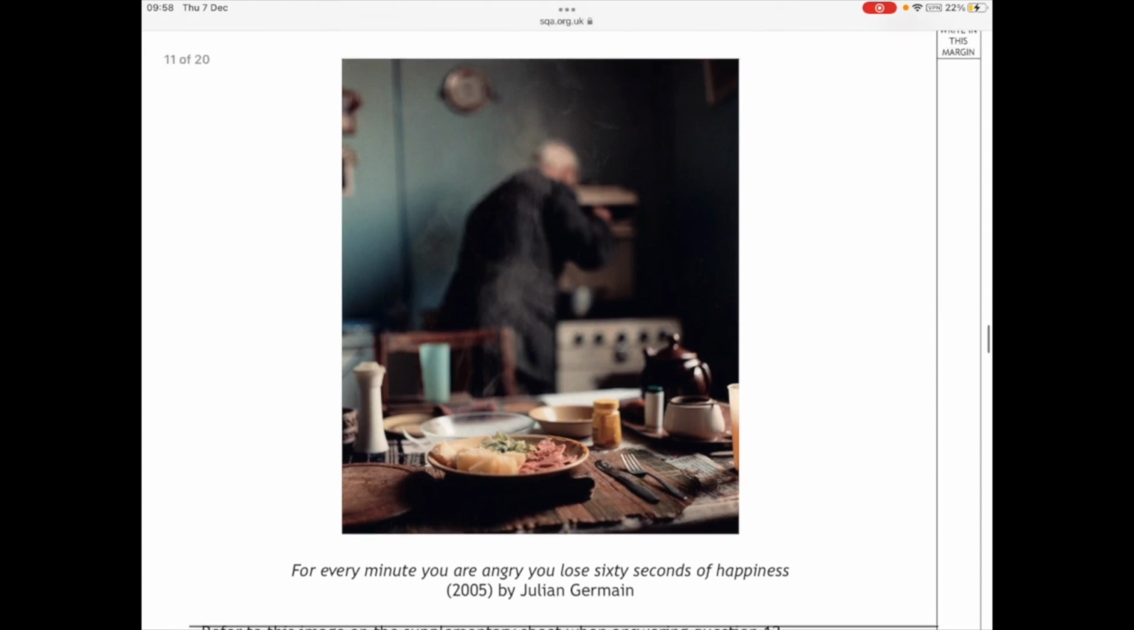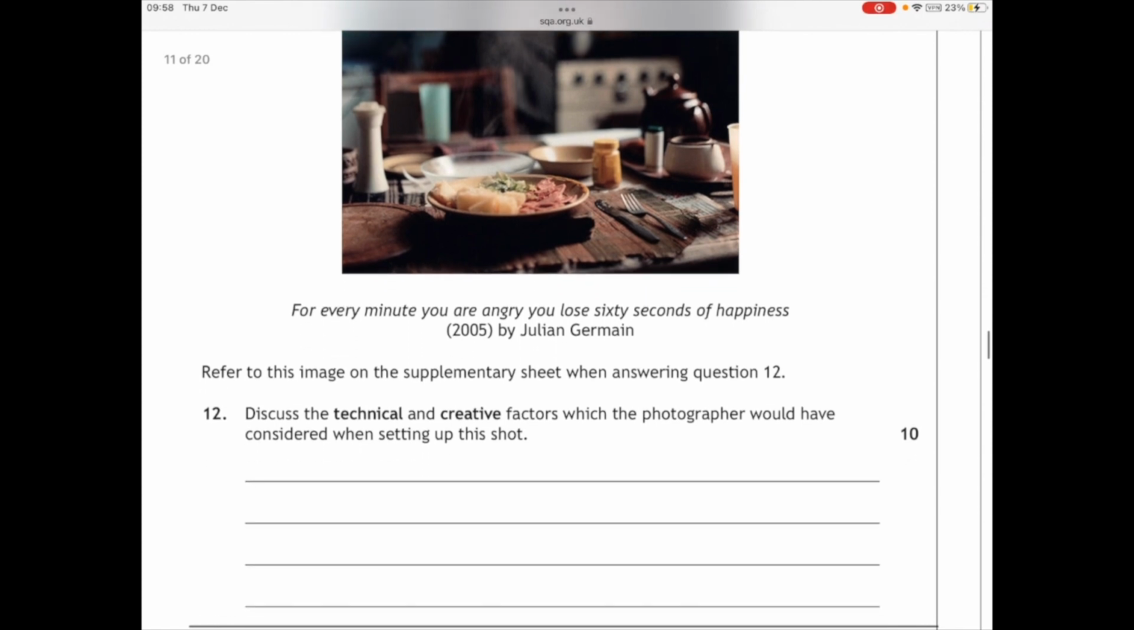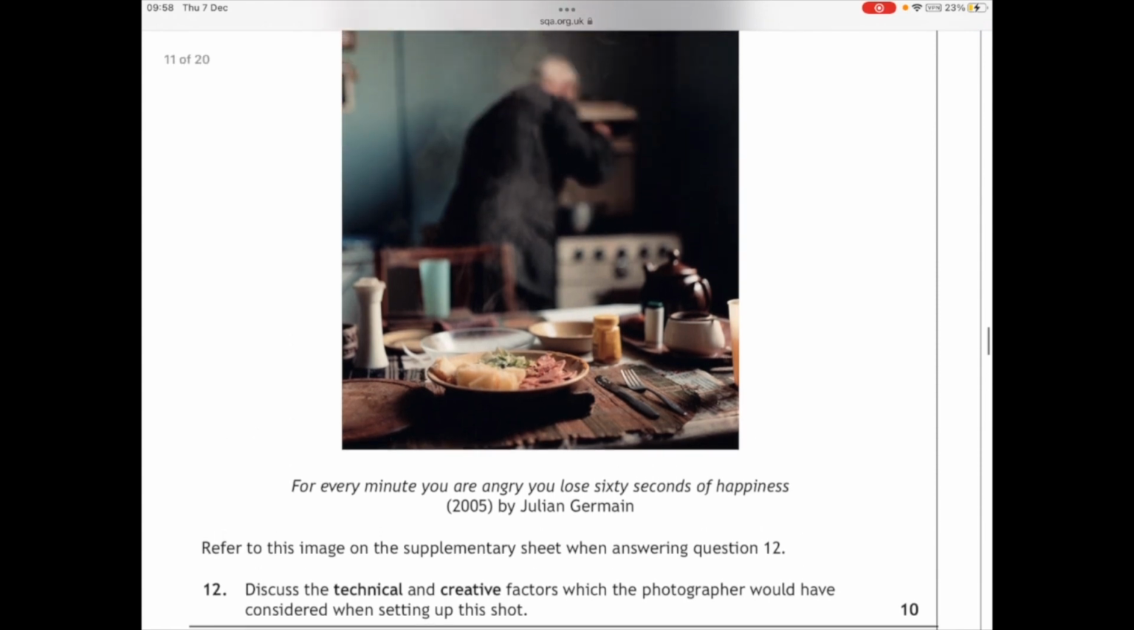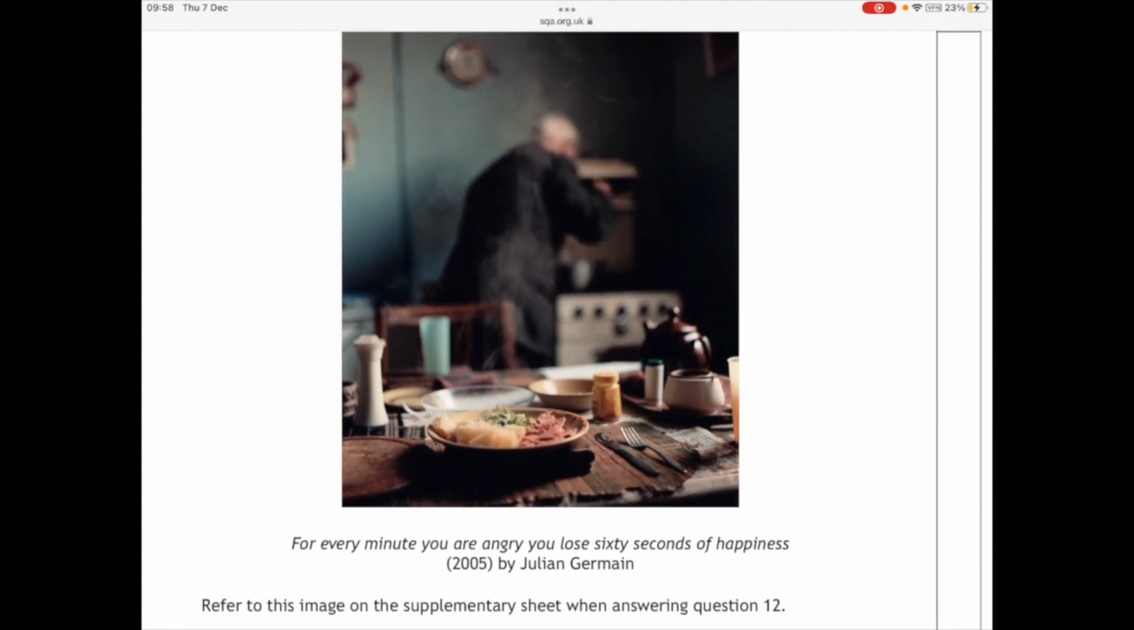And we've got this image of an elderly person who is cooking, I'm guessing, and there is nice warm food on the table. Take a little bit of time, if you've got it, to look at the image and get a sense of it before you start answering. I quite like this picture. I think there's quite a lot you can talk about. You're being asked to write technical and creative factors which the photographer would have considered when setting up the shot. So things that the photographer is thinking about and deciding to do, and the choices that they're making.